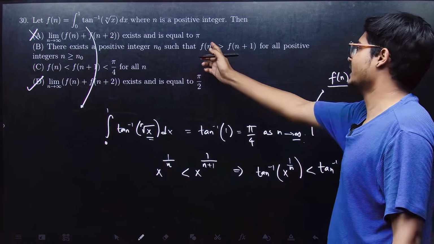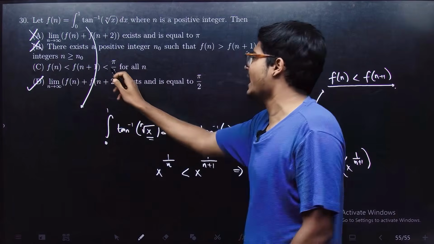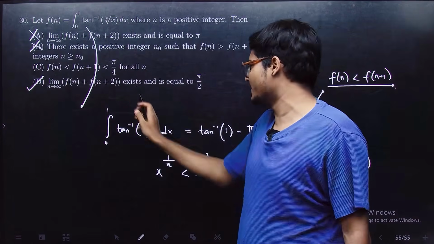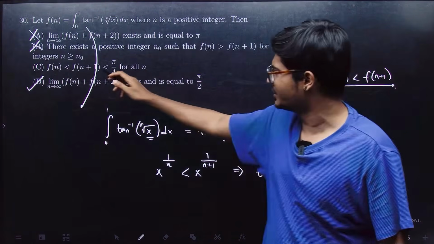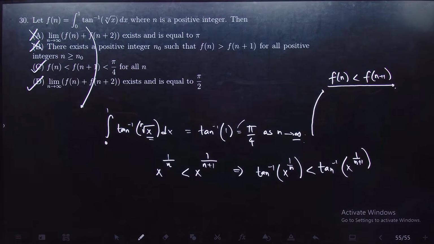So you can't have an n such that fn is greater than fn plus 1. And option C, fn is less than fn plus 1, and we know that it's an increasing function, it's bounded by pi by 4. We just saw that the limit is pi by 4, so option C is also correct, okay? Right? So the right options are option C and D, okay?